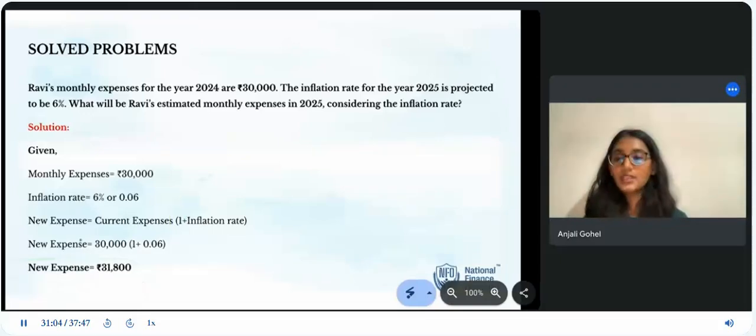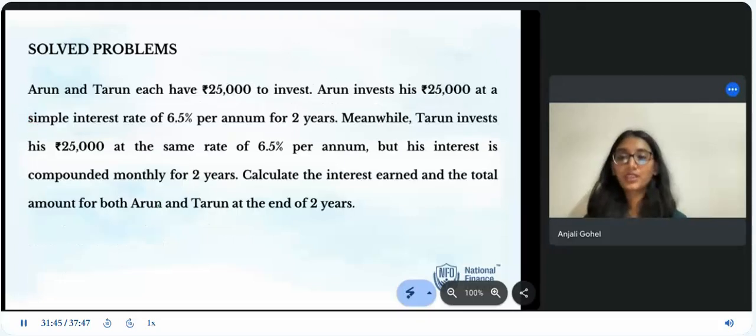Okay, so current expense multiplied by 1 plus the inflation rate, which is 30,000 multiplied by 1 plus 0.06, which is my inflation rate, which will give me 31,800. This means what? In 2024, Ravi was spending 30,000, but in 2025, his monthly expense will be 31,800. Okay, this is because the prices of goods and services are increasing. Alright, so this is how we will calculate the value considering the inflation factor with the help of the inflation rate.